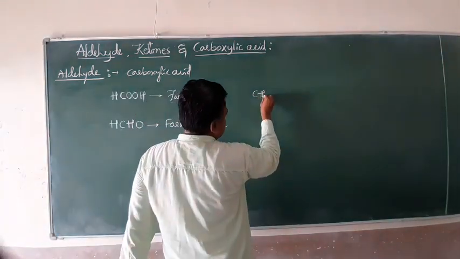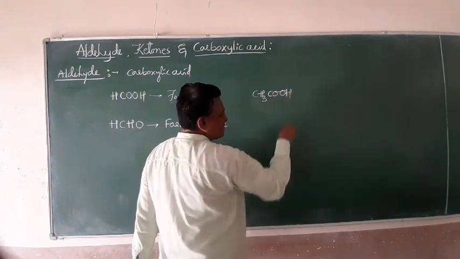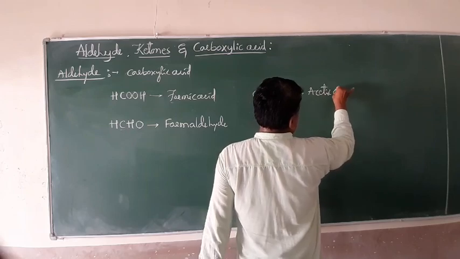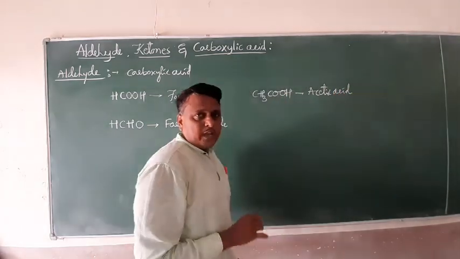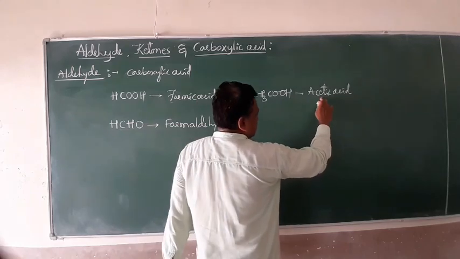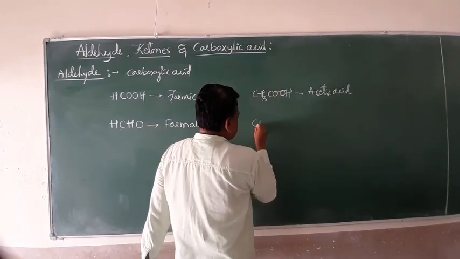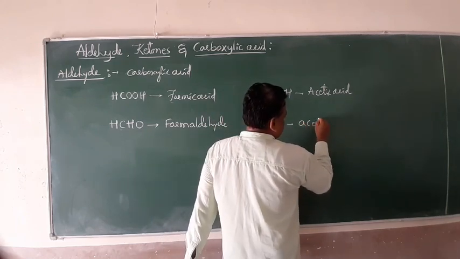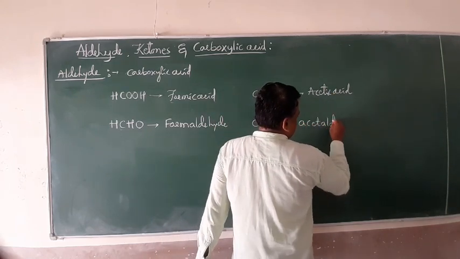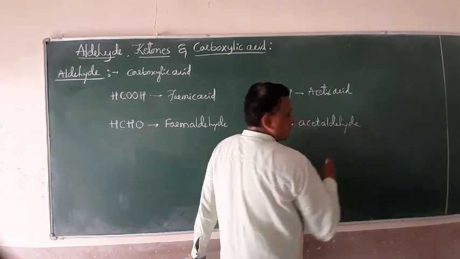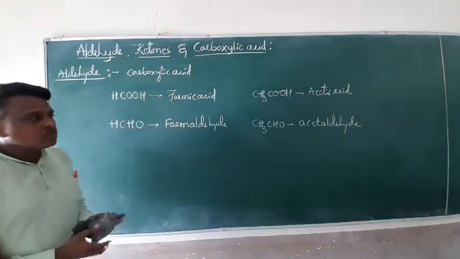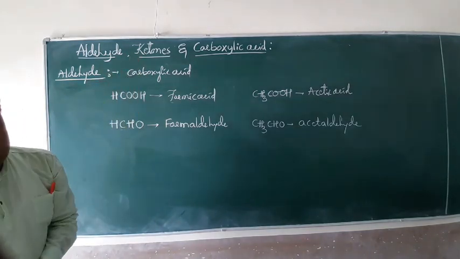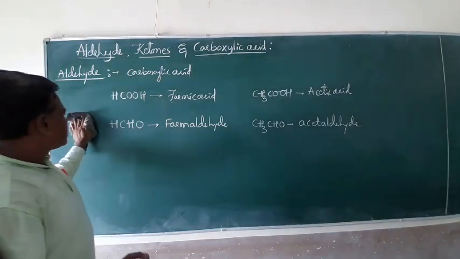Similarly, take the second one, CH3COOH. This compound is acetic acid, which is derived from vinegar. In this acetic acid, the IC acid is replaced with an aldehyde, giving CH3CHO. Now the name is acetaldehyde. Similarly, propionaldehyde, butyraldehyde. So the nomenclature is carried out based on the carboxylic acid, and similarly for ketones also.